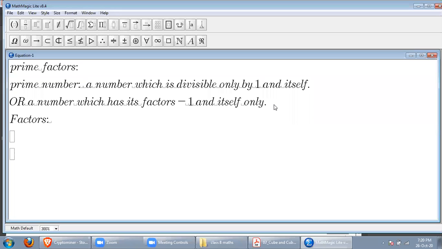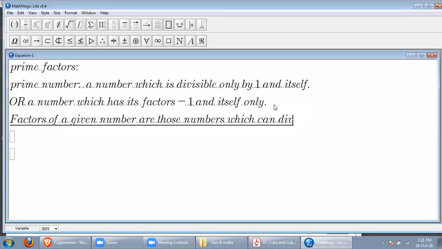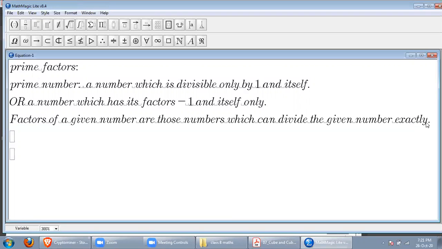Factors of a given number are those numbers which can divide the given number exactly, without any remainder. Okay.